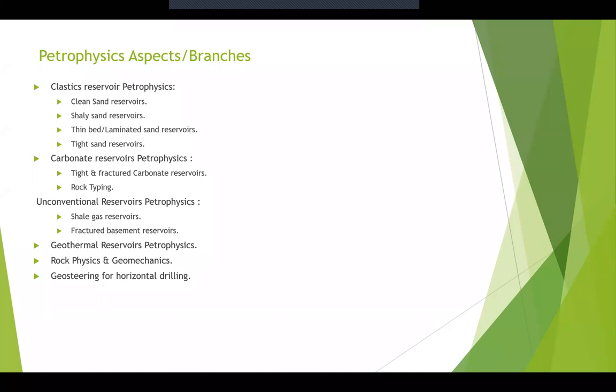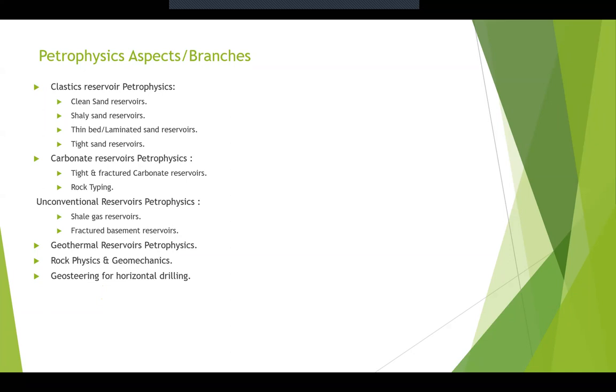I will just mention some of them, and I ordered them from simple to difficult. If you want to be a petrophysicist, then you need to know about clastic reservoir petrophysics. Below the clastic reservoir petrophysics, we can see different levels of petrophysical evaluation. You need to get knowledge of that to be a skillful petrophysicist and do the job well. So you need to know about the clean sand reservoir.